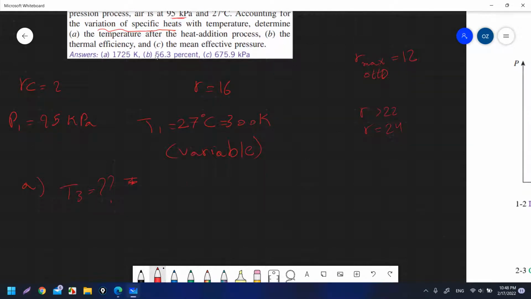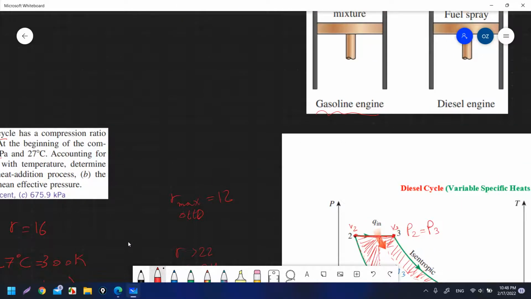For part B, the thermal efficiency. And for part C, the mean effective pressure. Okay, the thermal efficiency for diesel. Okay, diesel is like this.